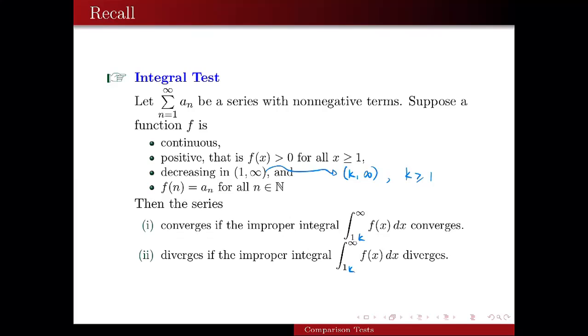So now we will learn the next techniques. We call them the comparison tests. So how do we do that, and what is this comparison test?